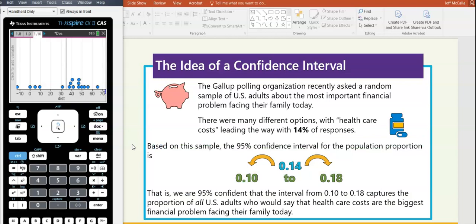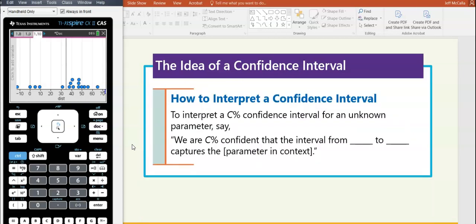The Gallup polling organization recently asked a random sample of adults the most important financial problem facing their families today. Healthcare costs was leading the way. That's understandable. Healthcare is surprisingly expensive. Based on this sample, the 95% confidence interval they came up with was between 10% and 18% of folks who would say that healthcare cost is the number one problem facing their family today. So a pretty good chunk of folks would say healthcare is the number one thing, but only about 10 to 18%. We think the true one might be 14%, but we come up with a confidence interval, plausible values of what we think.